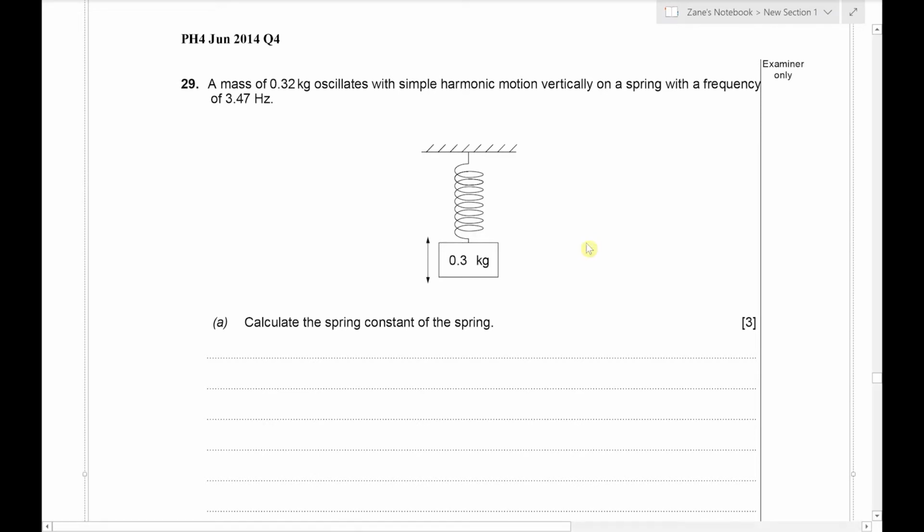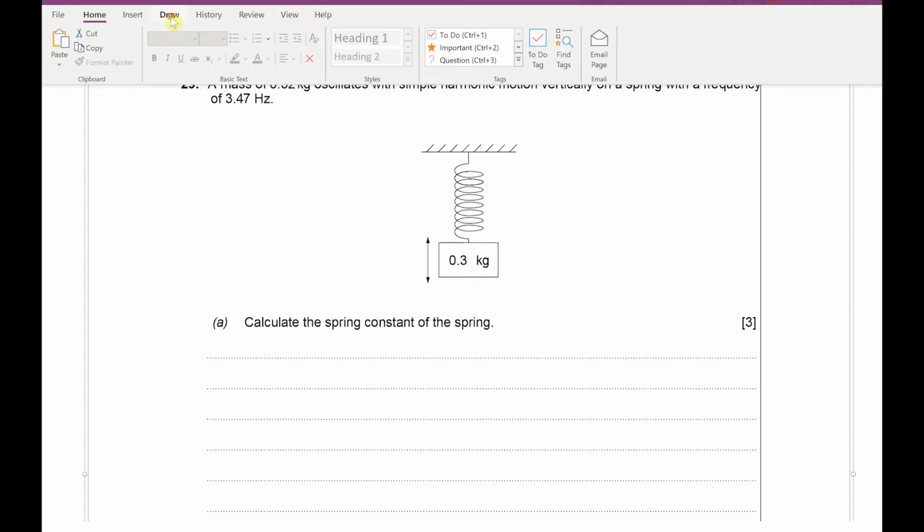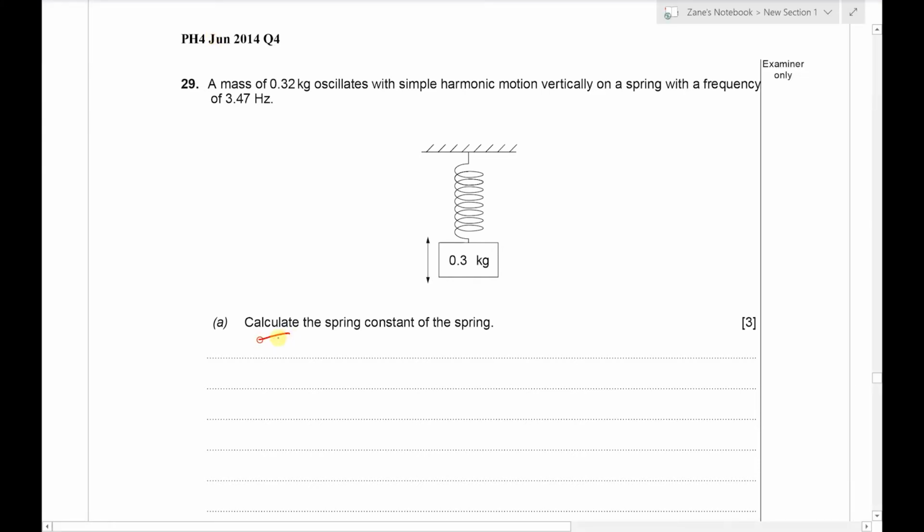As soon as we see a spring question, we know that we can use T equals 2 pi root m over k. So let's write that down. Let's square both sides, just doing lots of work in here so that people can see where the rearrangement comes from. And then finally we can exchange the positions of the k and the T. The period is 1 over the frequency. The frequency is 3.47 Hz, so we could work out the period and substitute into the equation.